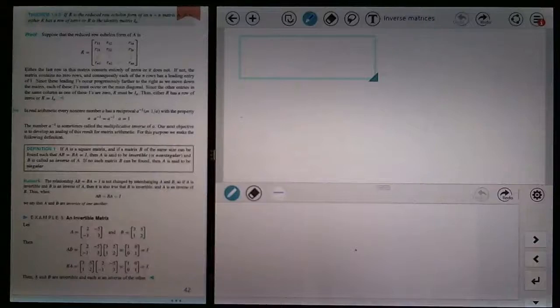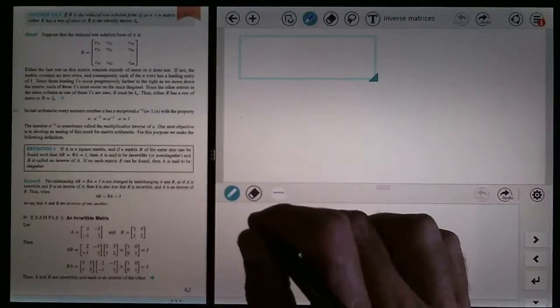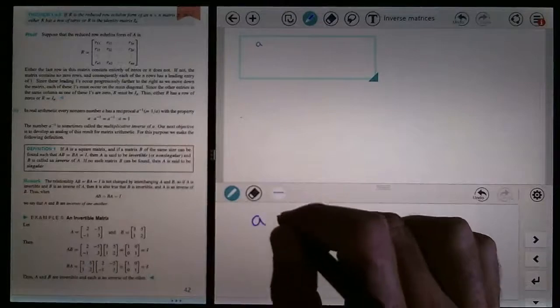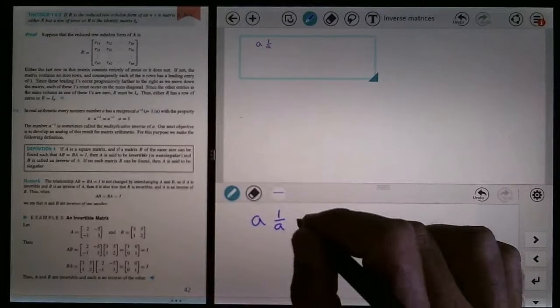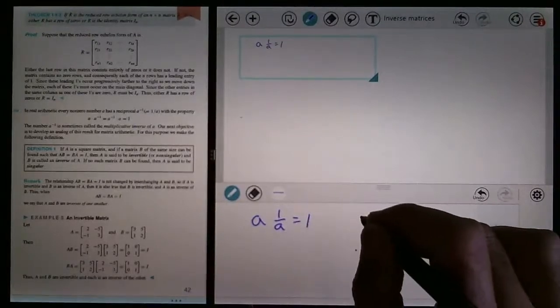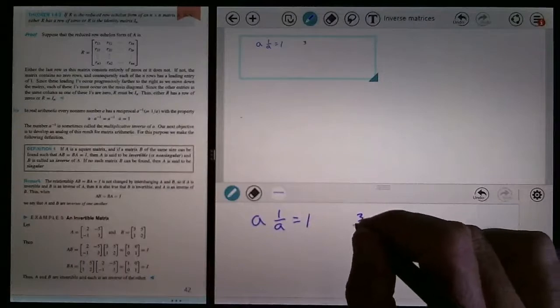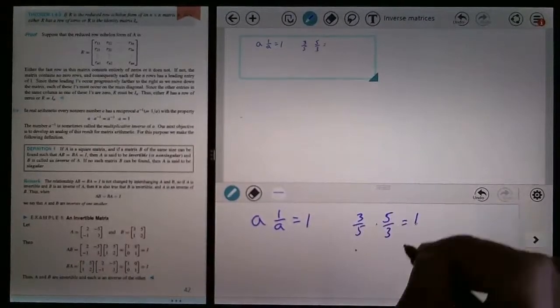In this video, we want to take a look at inverse matrices. That is, we want to find matrices that behave like reciprocals. Remember that if you have any real number and you multiply it by the reciprocal of itself, then you end up with the multiplicative identity 1. For instance, if you take 3/5 and you multiply it by 5/3, you get 1.